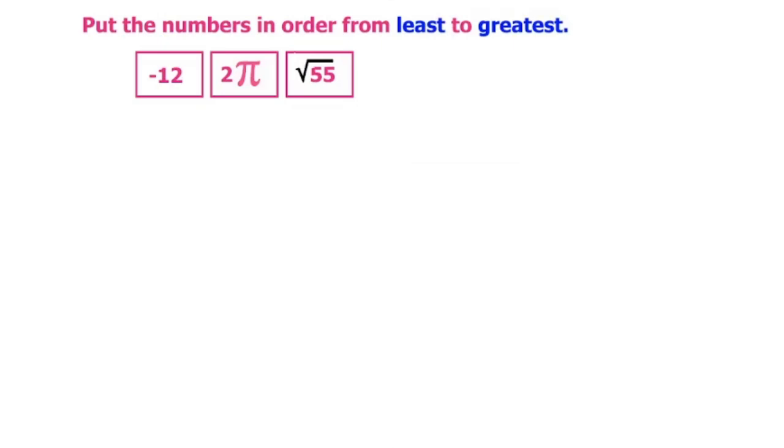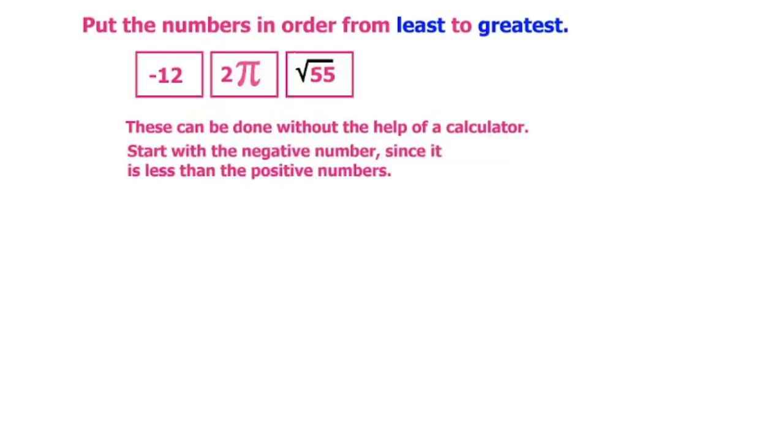In this video, we're going to put numbers in order from least to greatest, and we have rational and irrational numbers in this problem. So we have negative 12, 2 times pi, and the square root of 55. So these can be done without the help of a calculator. I'm going to teach you all the tricks on how to do this without the help of a calculator.